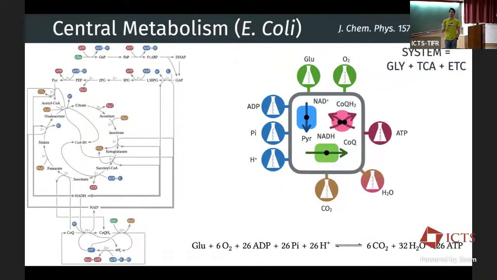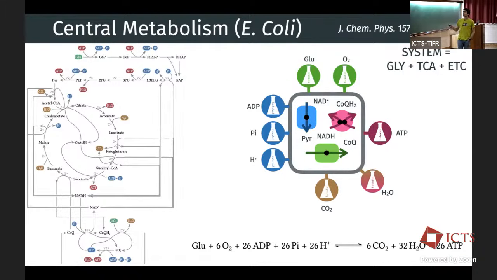Okay, now let's try to apply that to central metabolism of E. coli. So we assume that our system is composed of only glycolysis, TCA cycle, and electron transport chain. Everything else is the environment. The point is to apply the same kind of reasoning that I showed you until now to the central metabolism of E. coli. And spoiler alert, you will end up with just one effective reaction interconverting the species that enter this metabolism. But let's try to do that step by step.